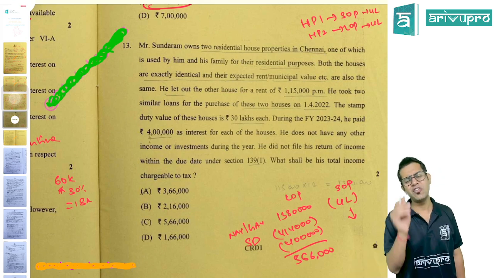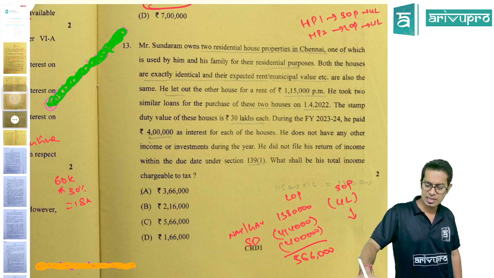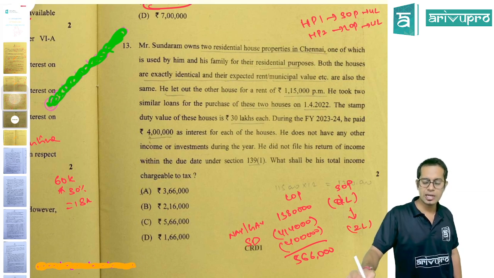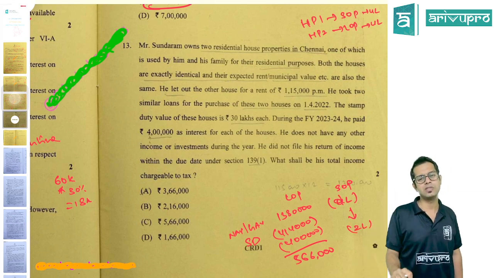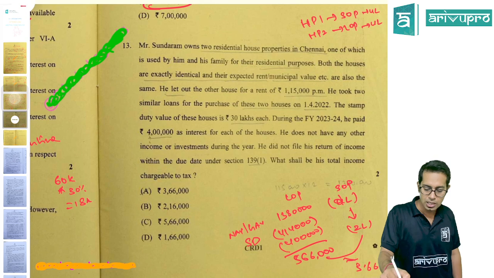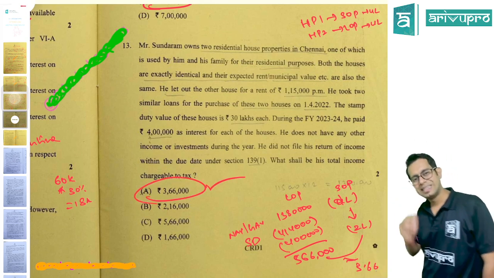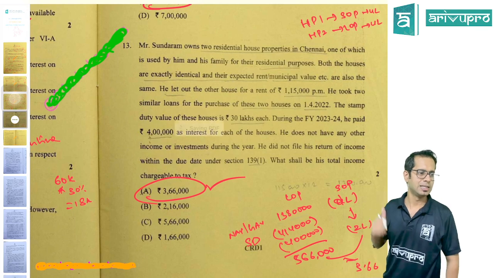I hope you all know for self-occupied property, maximum loss which you can take is how much, sir? 2 lakh rupees. Maximum interest deduction which you can take is how much, sir? 2 lakh rupees. Though the interest is 4 lakh rupees, maximum interest deduction I can take is only 2 lakh rupees. So I'll set off this and my net income will become 3.66 lakhs. So 3.66 lakhs is the right answer in this case.